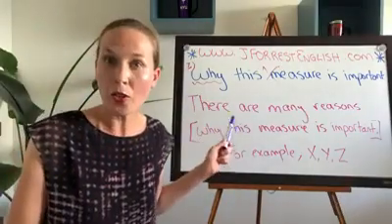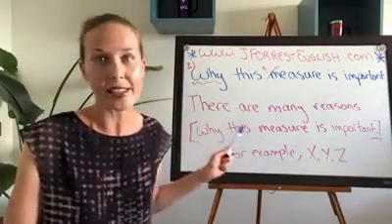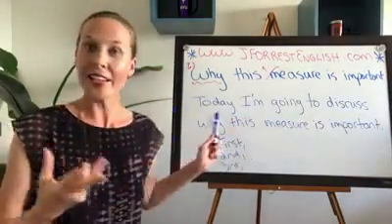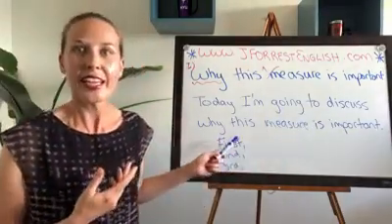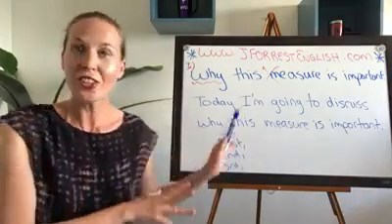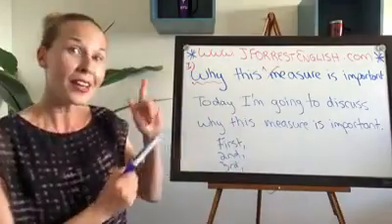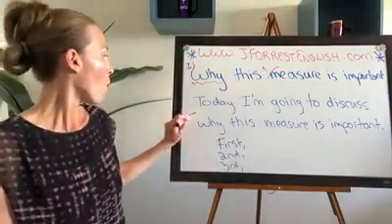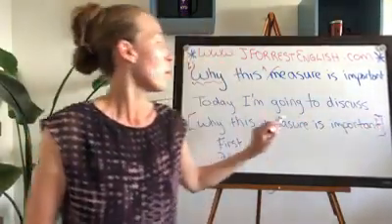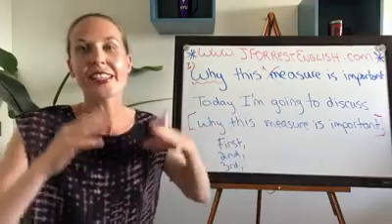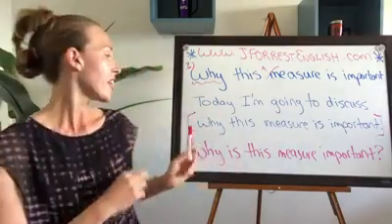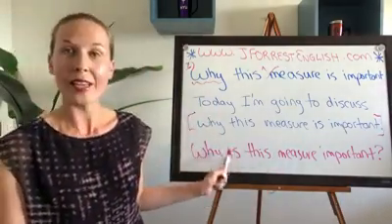Let's take a look at another way we can take this and use it as a statement. Okay, another example. Today I'm going to discuss why this measure is important. And then I can give my first, second, third. I can give my reasons why. This is a very nice structure, nice complexity to your speech. But notice here, why this measure is important. Exact same information as above, but it's not a question. It's a statement, right?